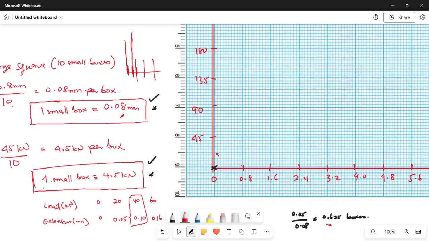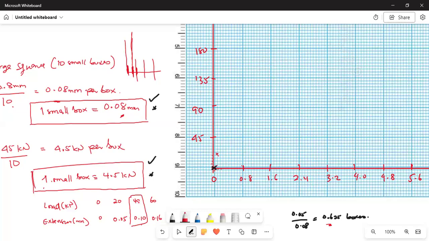1.25. So it means one box, one full box, and then 0.25. So 1.25 boxes. So this is one box. This is 2. So somewhere here in the middle, 1.25 is between 1 and 2. Less than half a box.